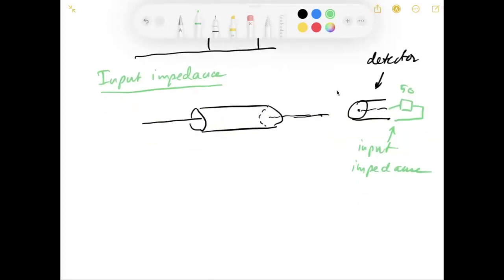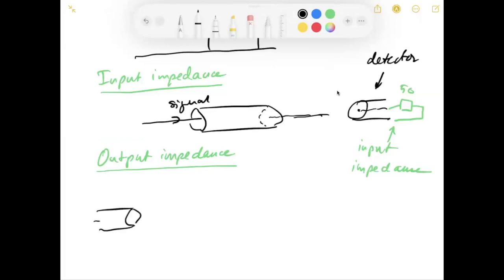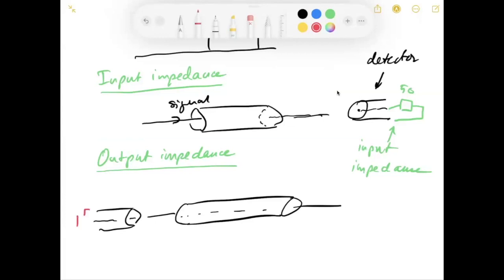And similarly, output impedance sits on the other side. So let's say in this case, we have some kind of a signal that travels through a cable. The output impedance, you can have some kind of a BNC connector. And then you connect your BNC cable. And the output impedance here sits here. So that's the output impedance.